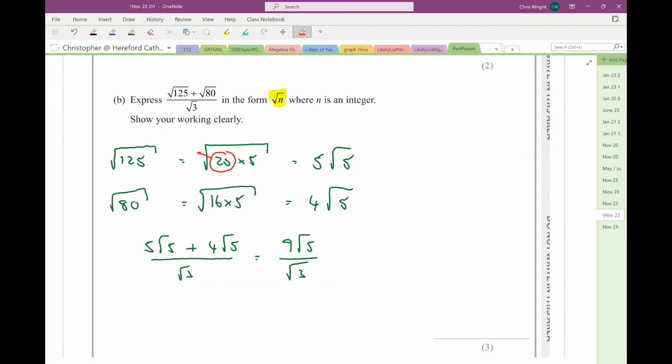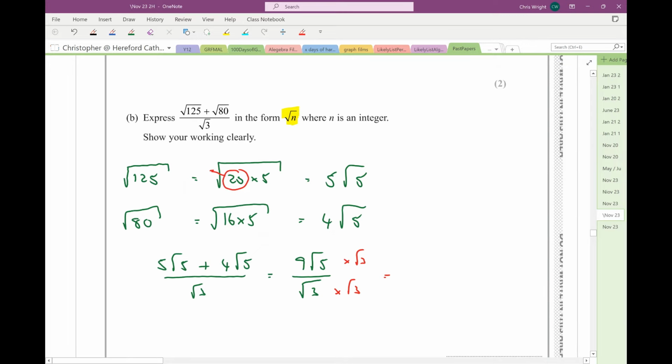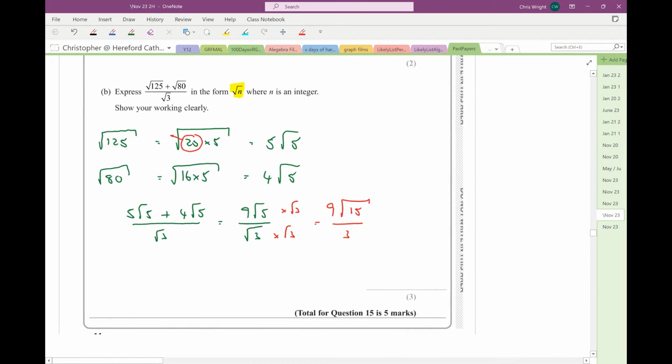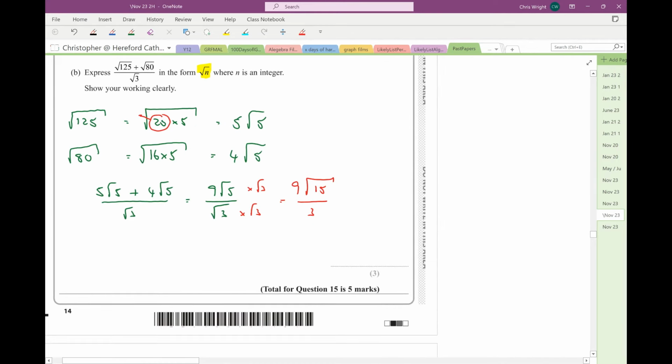But I am going to now rationalize the denominator of this fraction. So I'm going to multiply top and bottom by root 3, because that will get rid of that square root on the bottom. Root 3 times root 3 is 3, and 9 times root 5 times root 3 is 9 times the square root of 5 3s are 15. Look at that. Now I can divide top and bottom by 3. So that gives me 9 root 15 divided by 3 is 3 root 15.